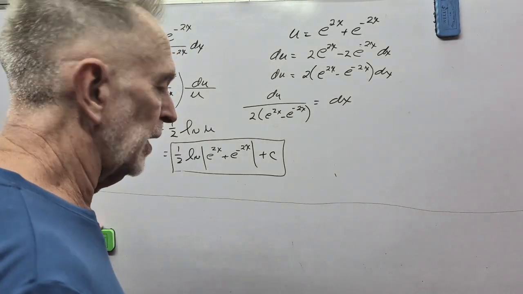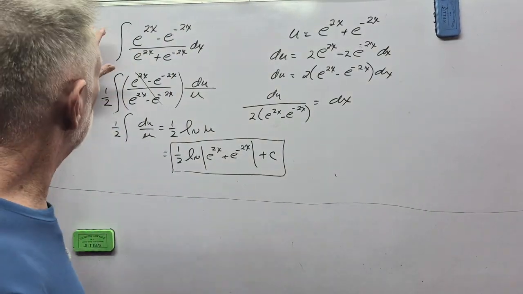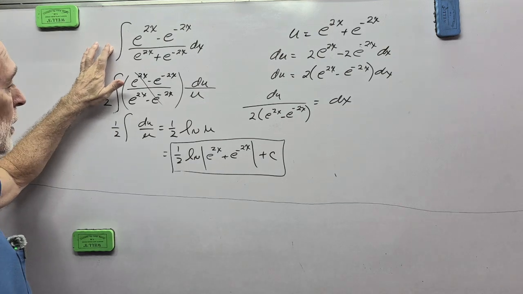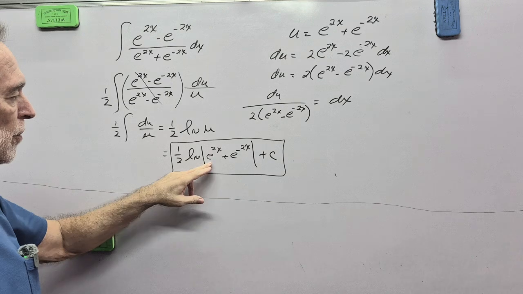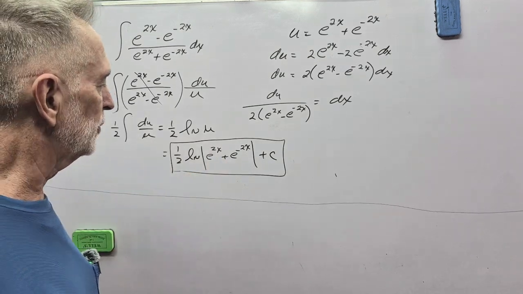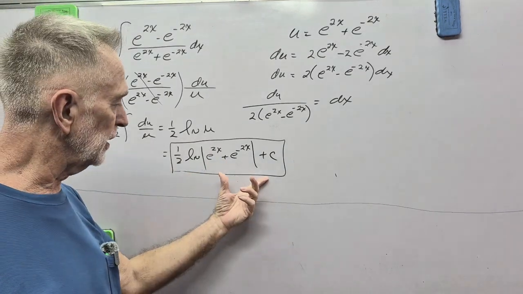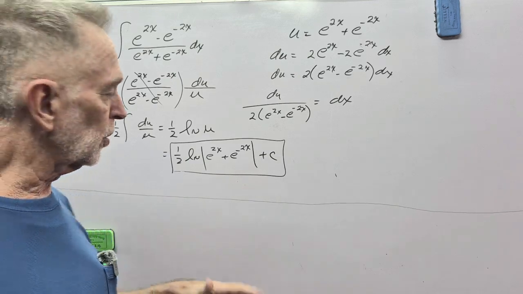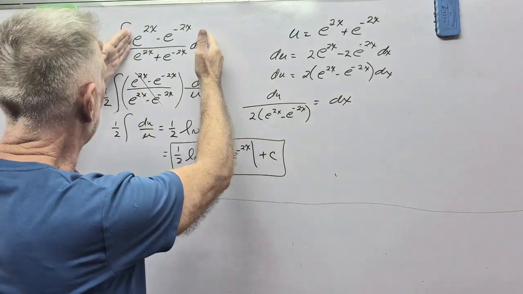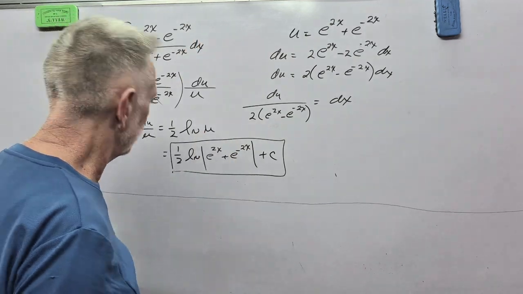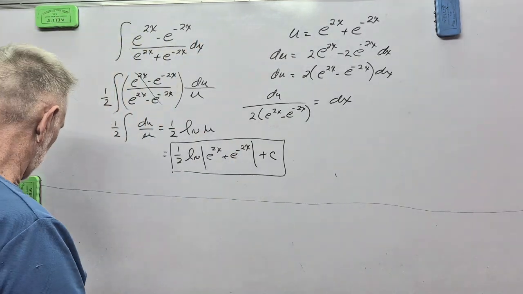Hey guys, just a few minutes ago we integrated this function and ended up with 1/2 natural log of e to the 2x plus e to the minus 2x, plus c. Now in this video, we're going to take the derivative of this to see if we can get back to the function we started with. All right, so let's get after it here.